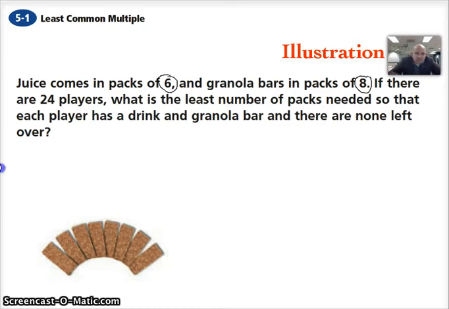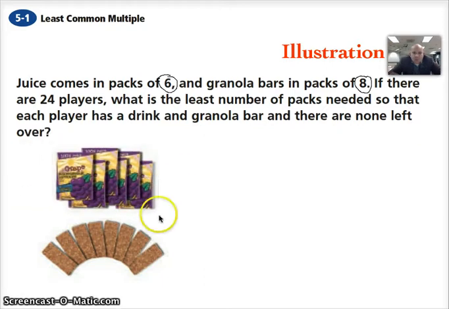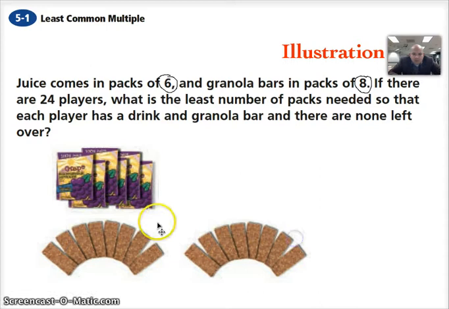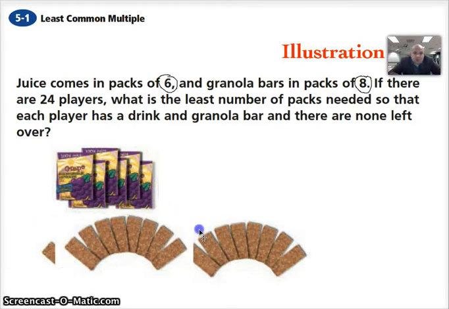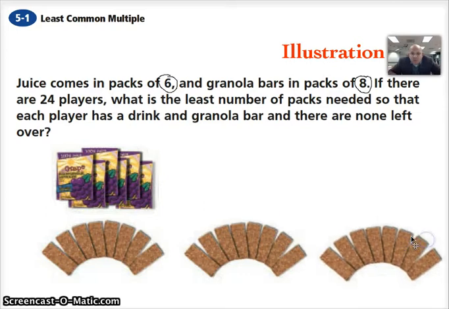juices in a pack. And we're going to continue with the largest number, the 8, and see if the smaller number is a factor of the bigger. For example, we're going to take another pack here. And we've got a total of 16 granola bars. Does 6 go into 16 evenly? No. Does 6 go into now 24? There are 24 granola bars. Does 6 go into 24 evenly?